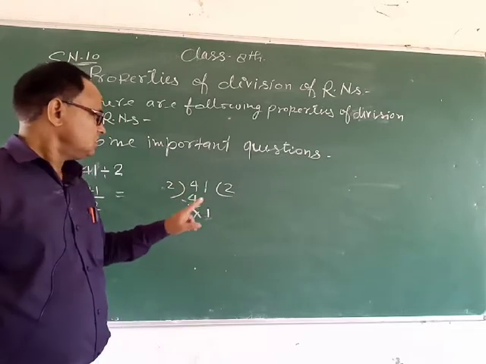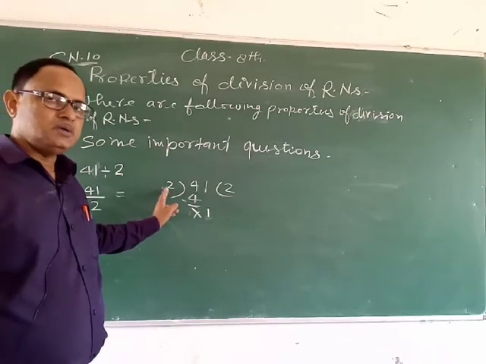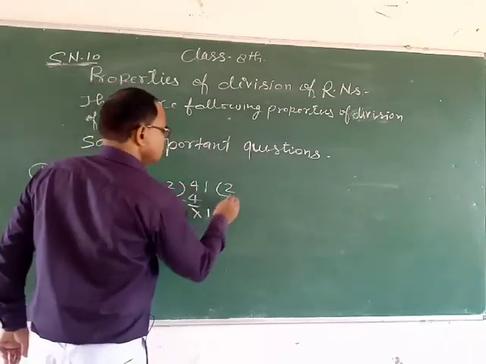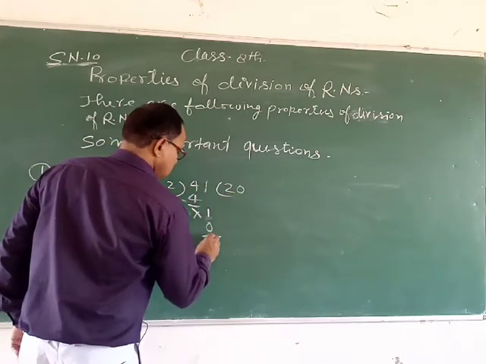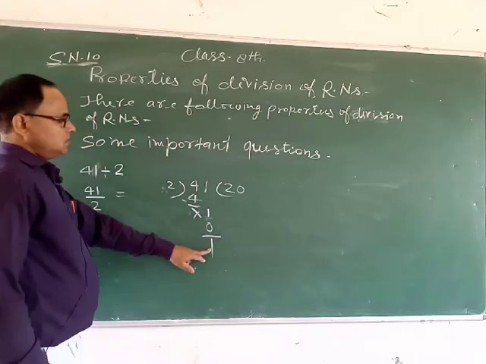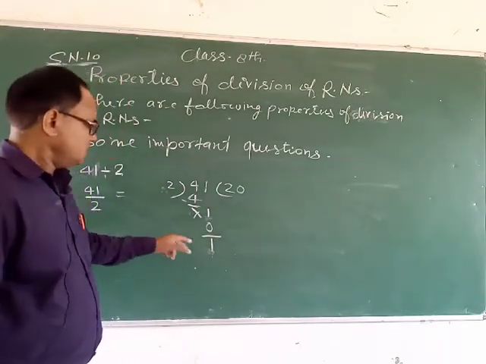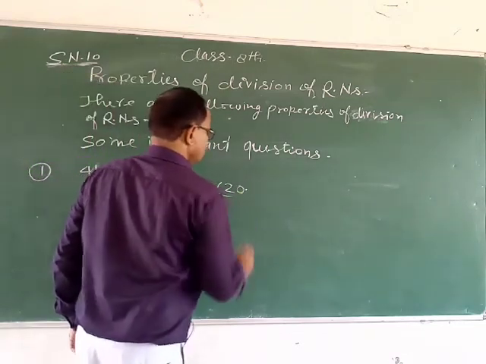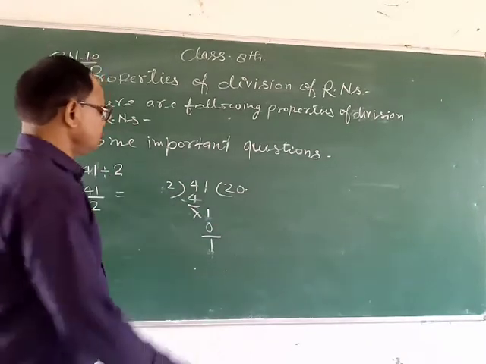After this, we read table of 2 0 time. 2 0 ja 0. 1 minus 0 is equal to 1. Here 1 is the remainder. Then to finish the remainder, we write here a decimal. Take the decimal and write it here.